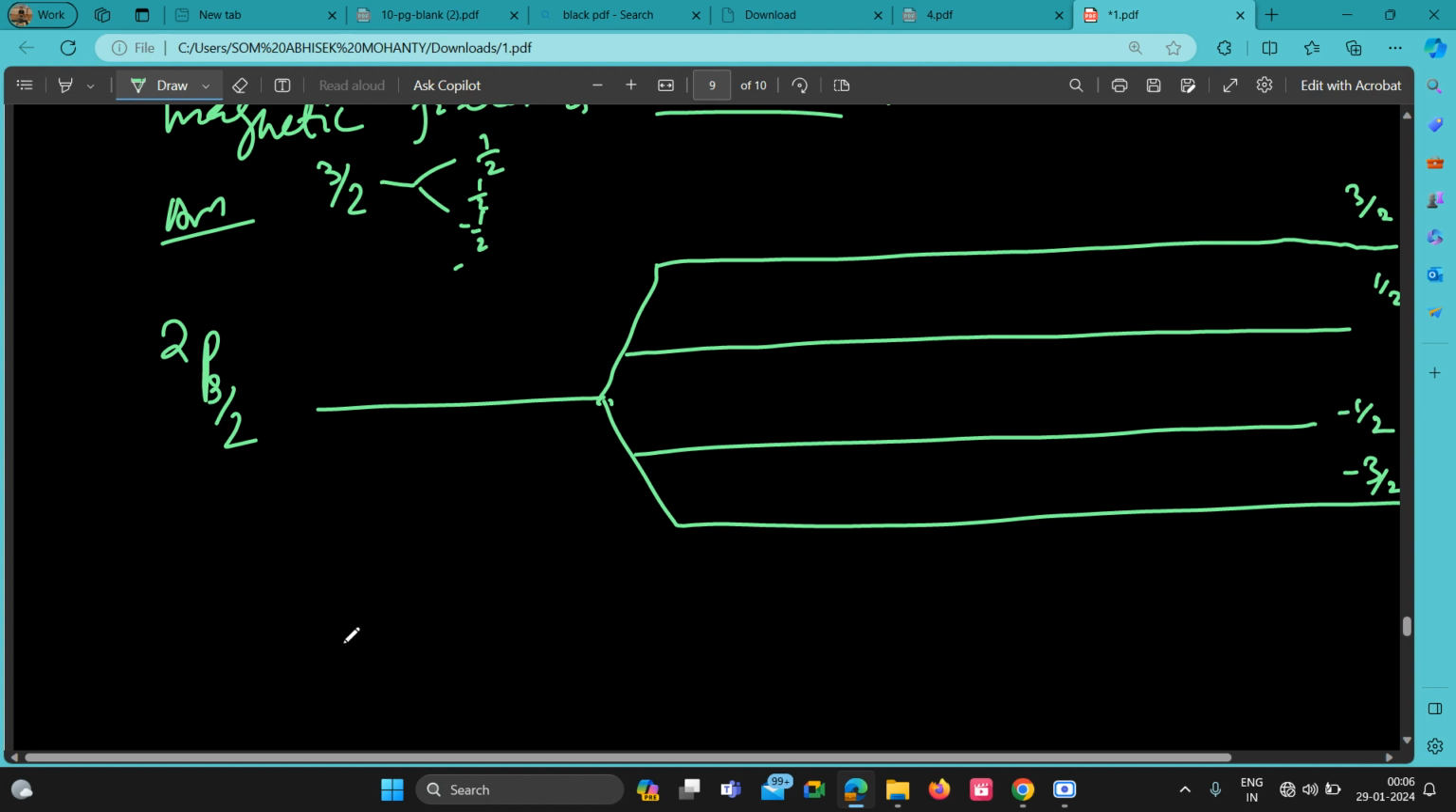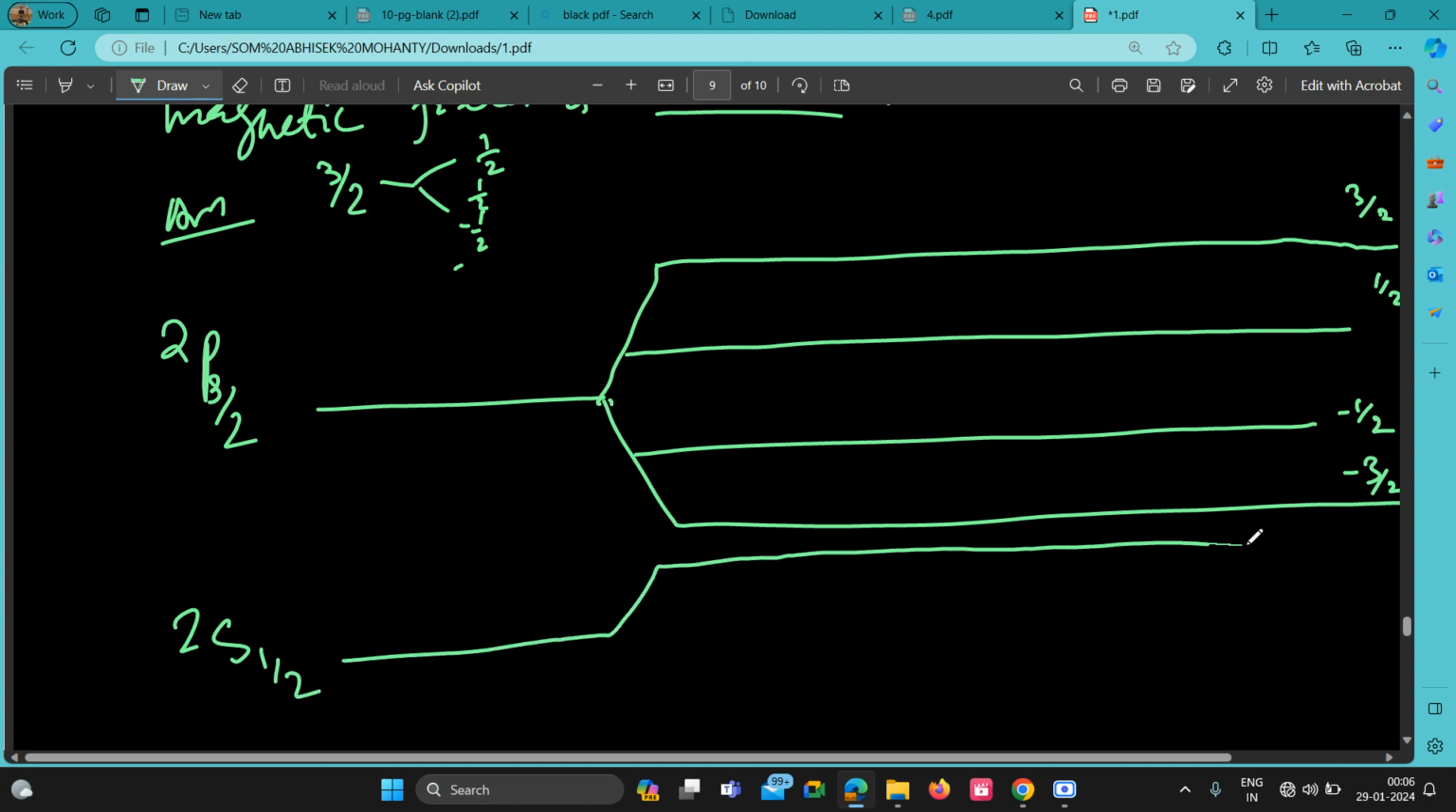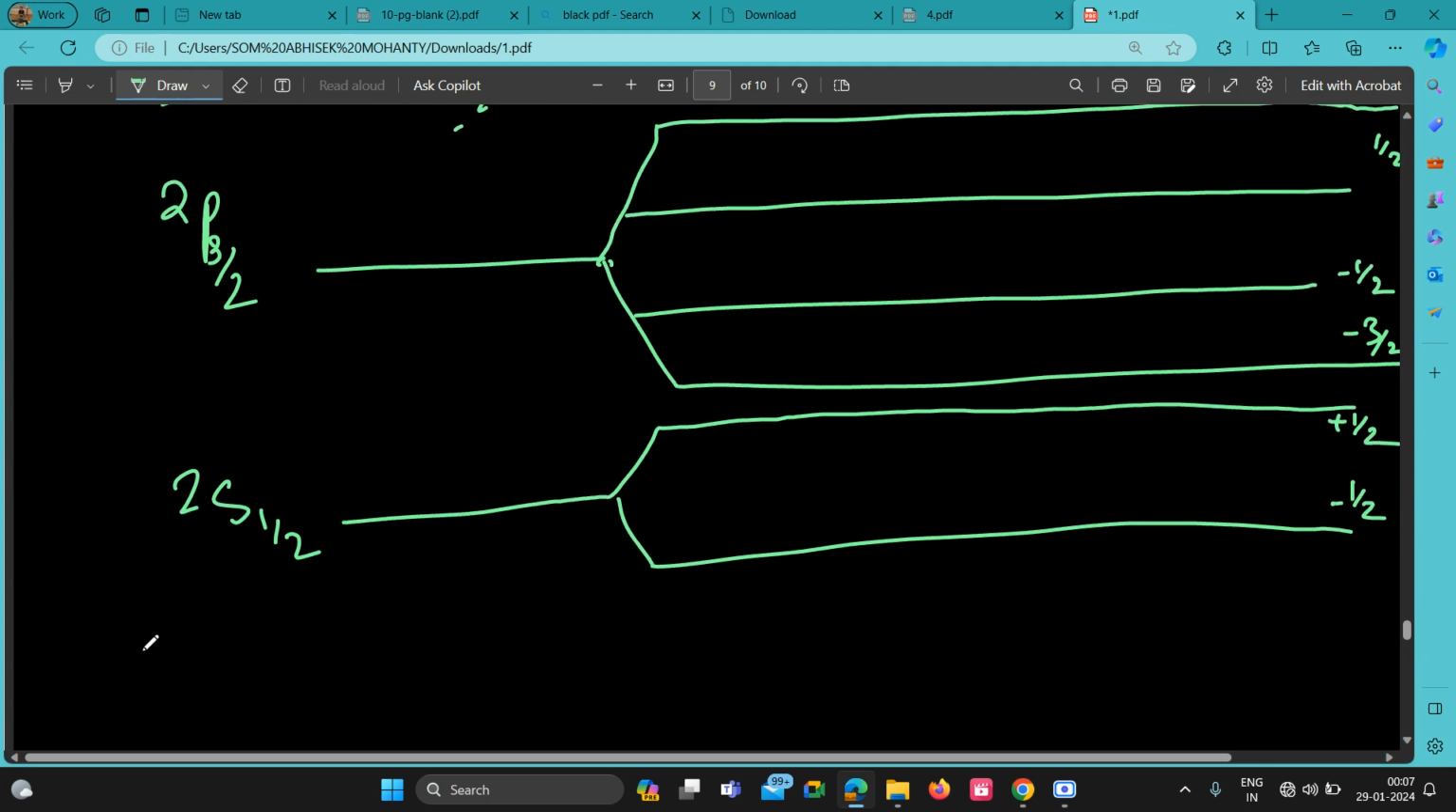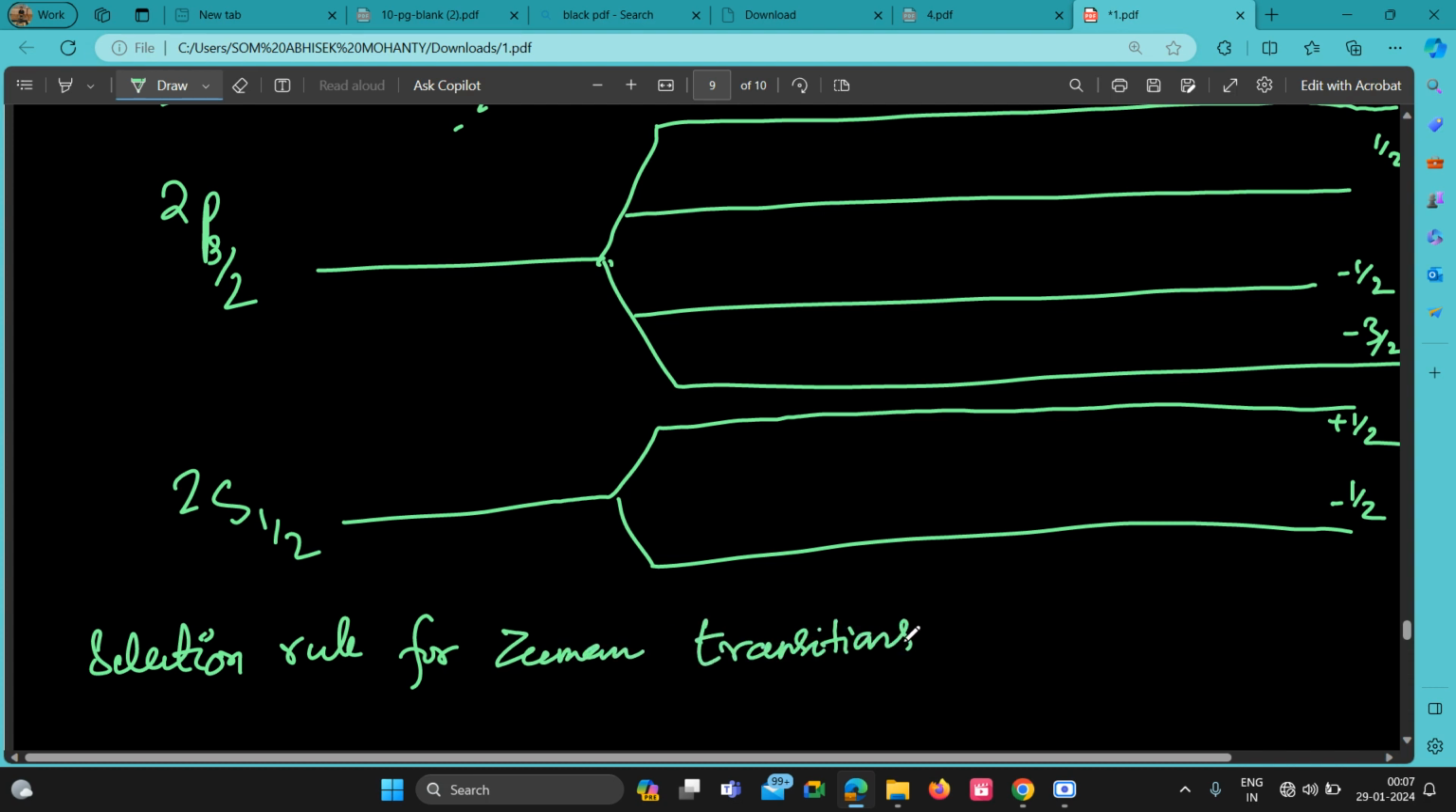Now 2s is half, and half can be split into plus half and minus half. But we need to know the selection rule, right? The selection rule for these transitions is delta mj equal to 0, plus or minus 1.